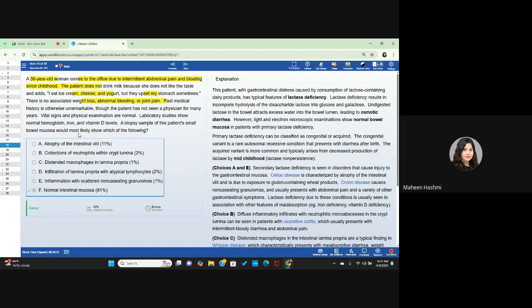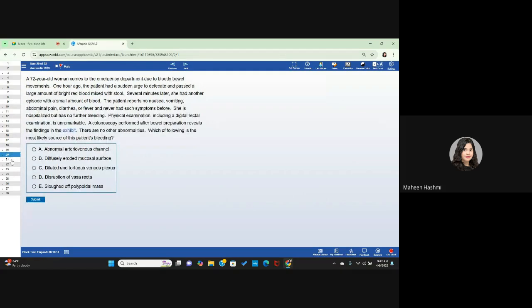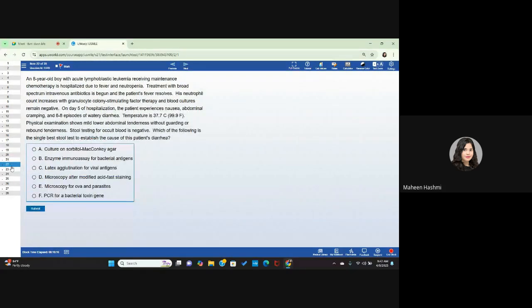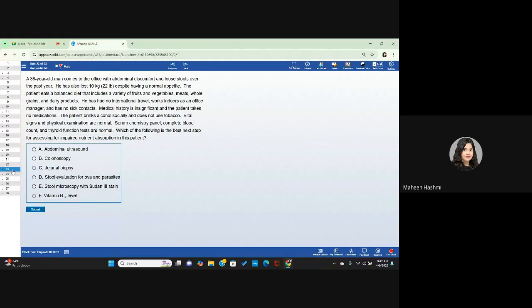Lactose intolerance, very easy. I told you that it has osmotic diarrhea, right? So how can you differentiate between osmotic and secretory? By fasting. All right. Then we come to the next question. Very easy.